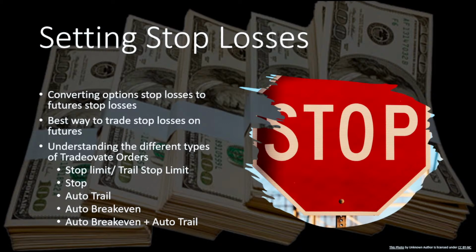All right, so for a stop order, it's just like options. It's a hard set market sell. Meaning if you enter at 4,500 and your stop loss is at 5 points, then you have an auto stop loss set at 4,495.